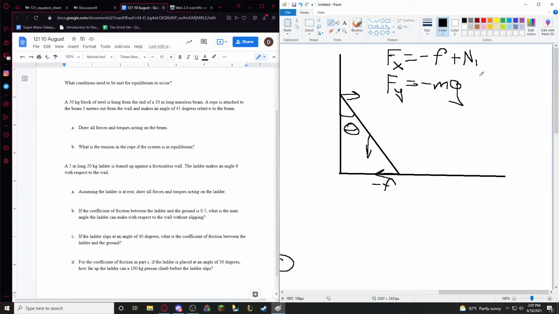Is there any other force acting on our ladder? The floor acting on the ladder going upwards. Where? At the same place where the friction force is. Yep, exactly. We have another normal force acting on the ladder. We'll call it N2. And we know both of these have to equal 0. Right?